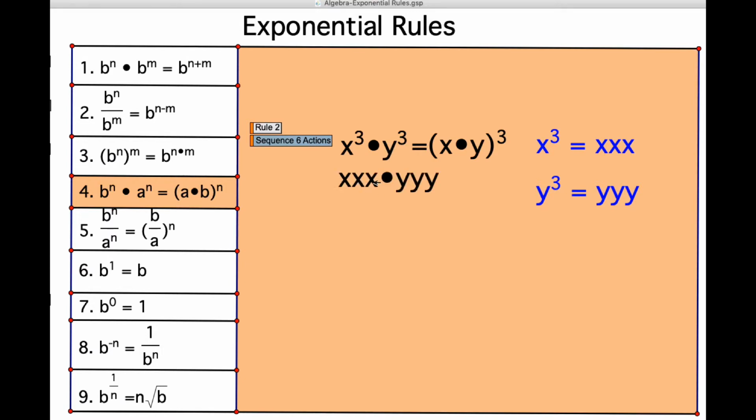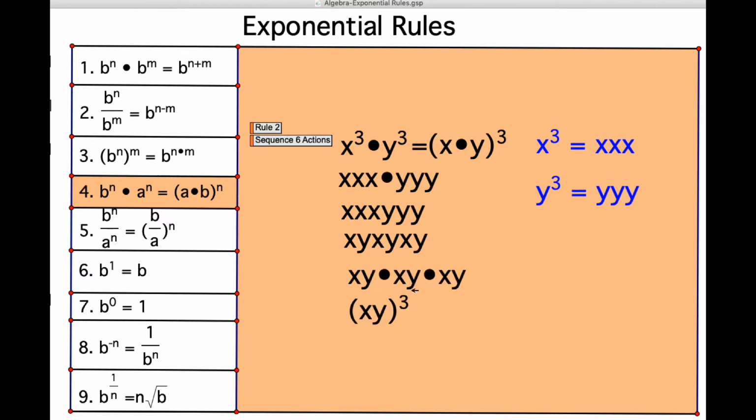So again, I'm going to use my expansion and see that x cubed is xxx, y cubed is yyy. Put them together, I have 3 x's, 3 y's, and then I'm going to rearrange them according to the associative property. And then split up the multiplication and see that I have 3 sets of xy, which is the definition of xy in parentheses cubed.